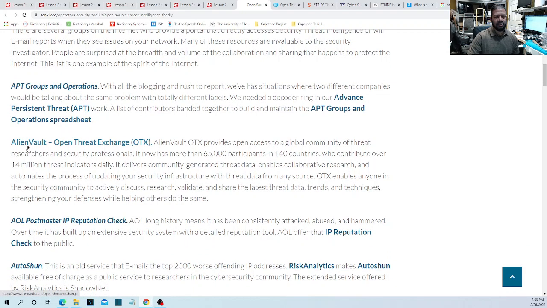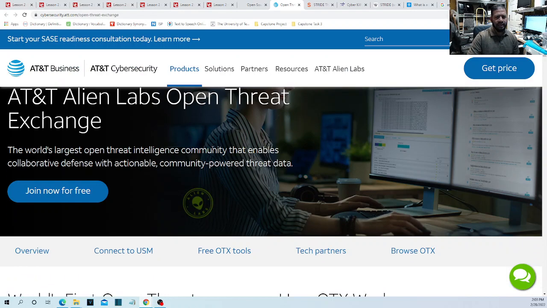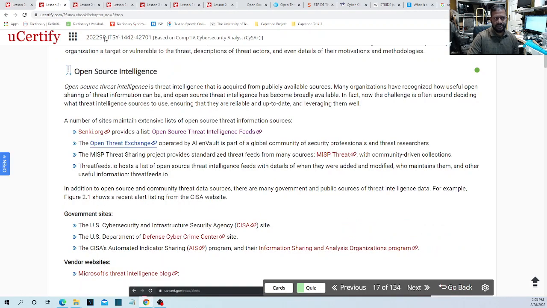AlienVault is another very well known company. They also have the Open Threat Exchange, another website. Right here, this is AlienVault's OTX, the Open Threat Exchange. This is a community where so many companies report new threats or newly detected threats, threats that are persistent at this time, threats that are dangerous, that could be affecting us, that we need to be aware of. So there are open sources to learn about threats. Let's go back to our cards.